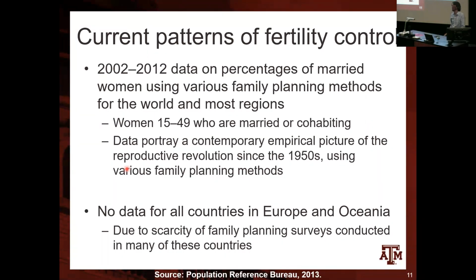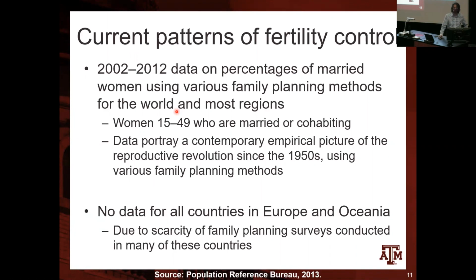What about the current patterns, not the historical use of contraception in human history? What about the current patterns of fertility control? Here I'm showing data from the Population Reference Bureau, also available in the textbook. It shows data from 2002 and 2012 on percentages of married women using various family planning methods for the world and most sub-regions around the world.